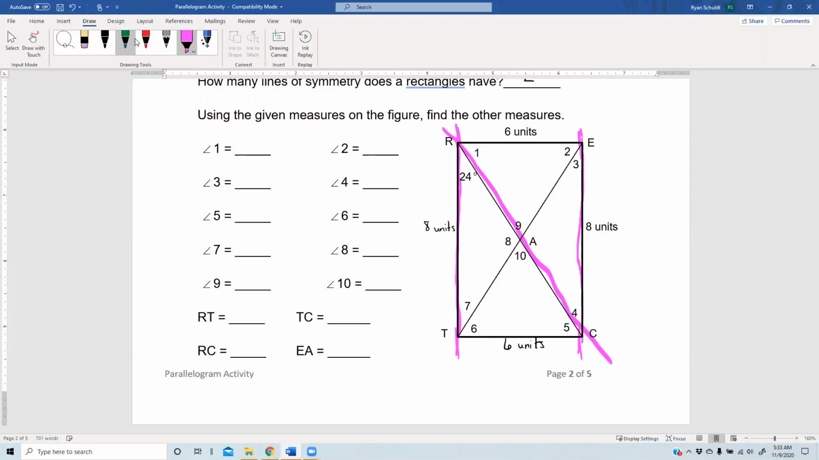Okay, now this one's 24, which means this one has to also be, you got it, 24. Let me erase my markings here. So this is 24 degrees right here.